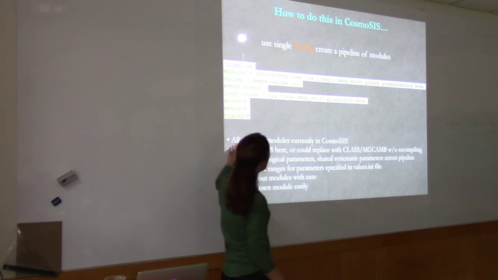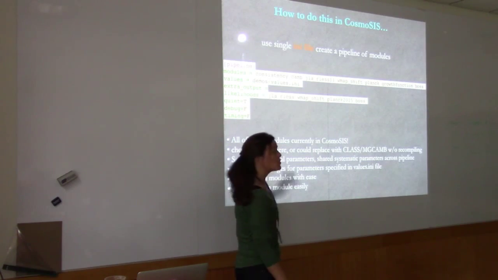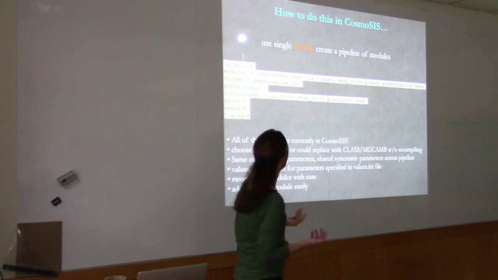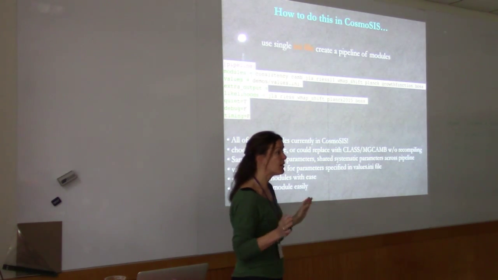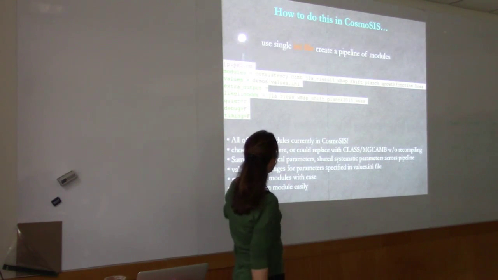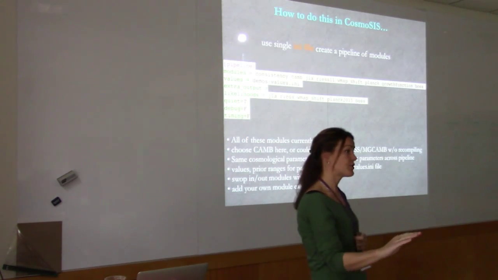Okay. So all of these modules are currently in CosmoSIS. Another nice feature here is, say you don't want to use CAMB, say you want to use CLASS, or you want to check, is there any difference between CAMB and CLASS? All you have to do is change that one line in the ini file without recompiling anything, and you can just set your sampler going again. All of the cosmological parameters and shared systematic parameters are consistent across the pipeline.